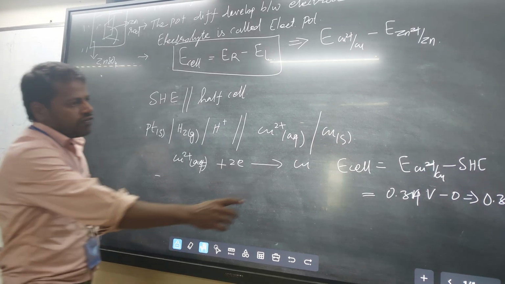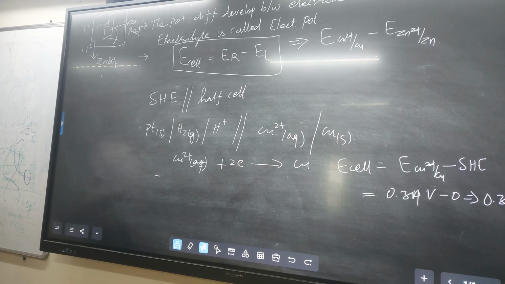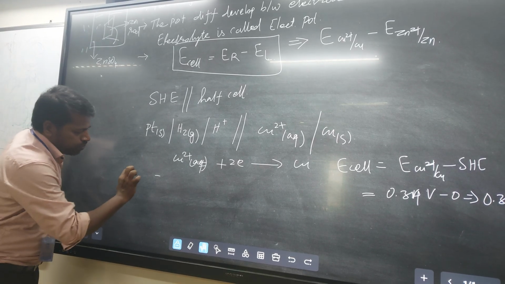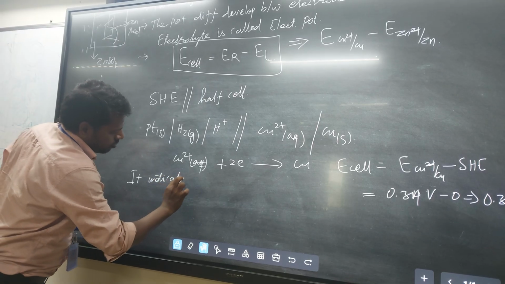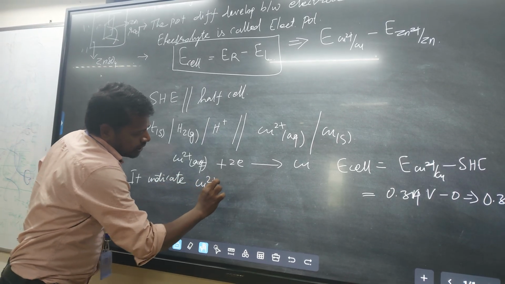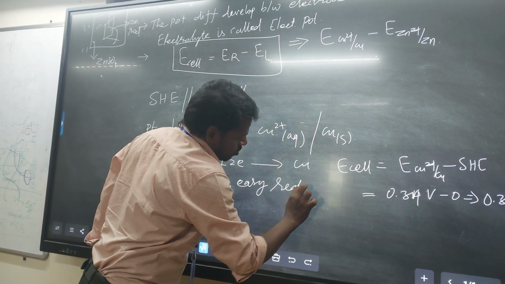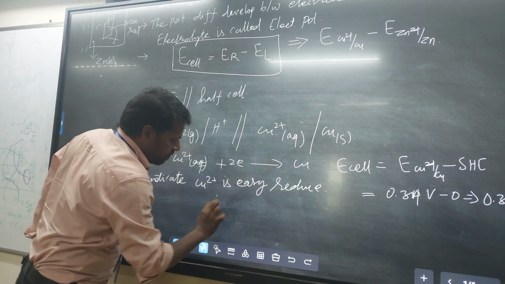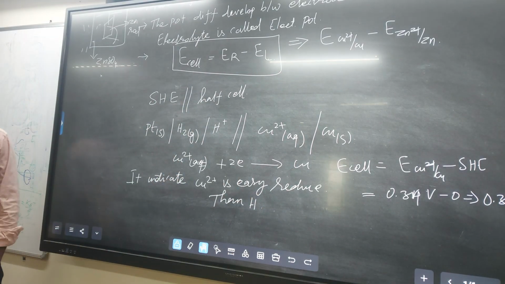So what is the meaning of that 0.34 volt? What is the meaning of that? It indicates the copper 2 plus is easy to reduce than hydrogen. Then listen, then hydrogen.